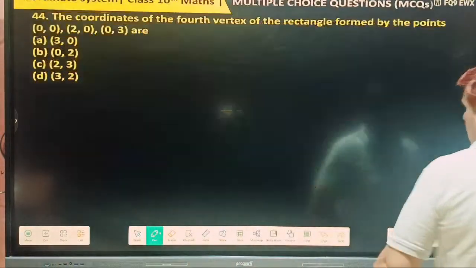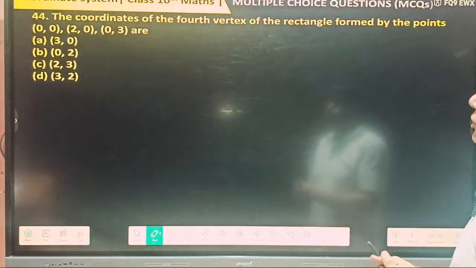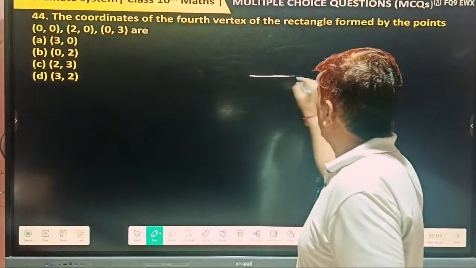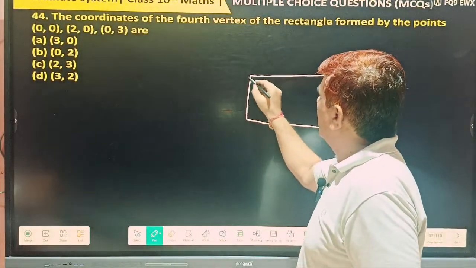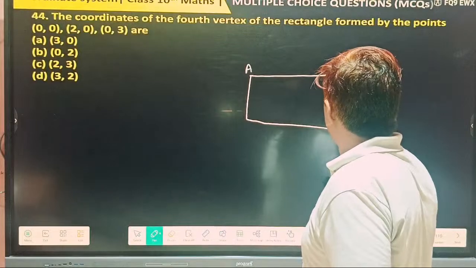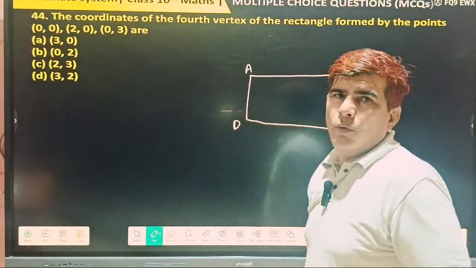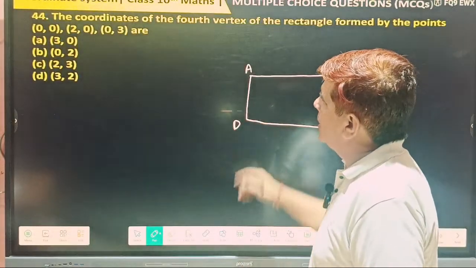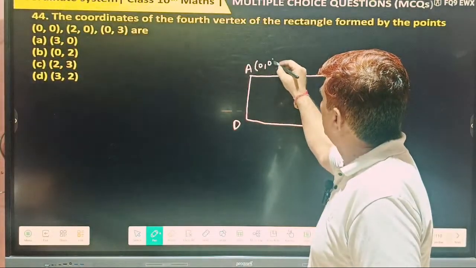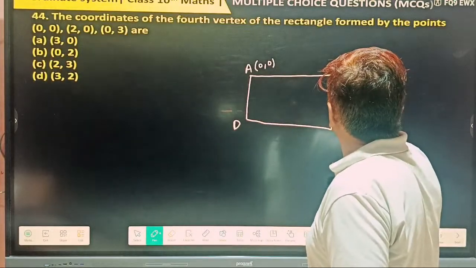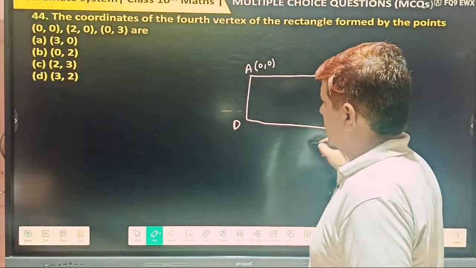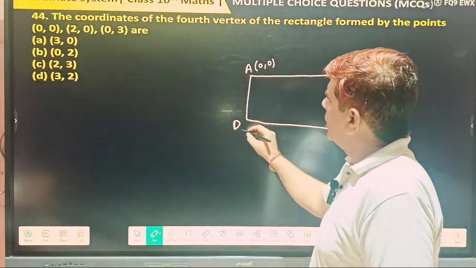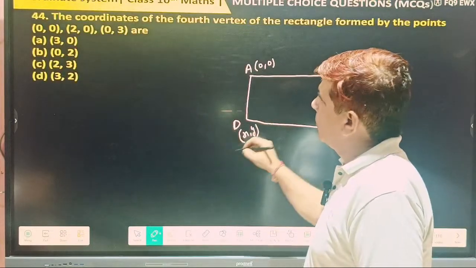Understood? Next, the coordinates of the fourth vertex of the rectangle formed by the points. So this is a rectangle formed. Rectangle, you know what a rectangle is? Whose opposite sides are equal and whose opposite sides are parallel. So we have taken this 0, 0. The coordinates of this are 2, 0. The coordinates of this are 0, 3. What are the coordinates of this point? We can say x and y.